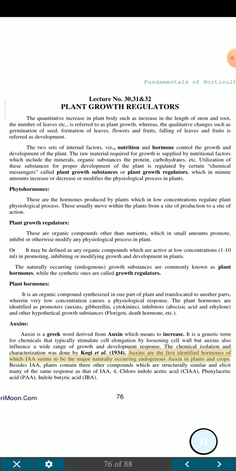Besides IAA, plants contain 3 other compounds which are structurally similar and elicit many of the same responses as IAA: 4-chloroindole acetic acid, CIAA; phenylacetic acid, PAA; and indole butyric acid, IBA.